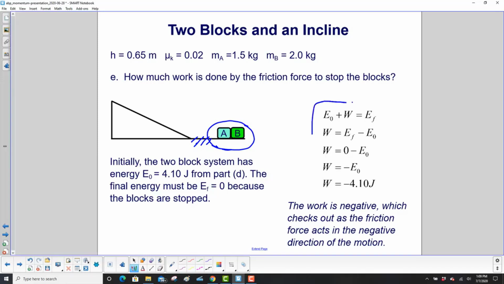So we use the work energy equation. Initial energy plus work equals final energy. We take negative E0 on both sides, right, because we want to isolate work. So work is final energy minus initial energy. Final energy we just set as 0 because it's stopped. So our work will be negative the initial energy. So negative of 4.10 is, well, negative 4.10 joules. And it's nice that that turns out to be negative because friction force acts in the negative or opposite direction of the motion.